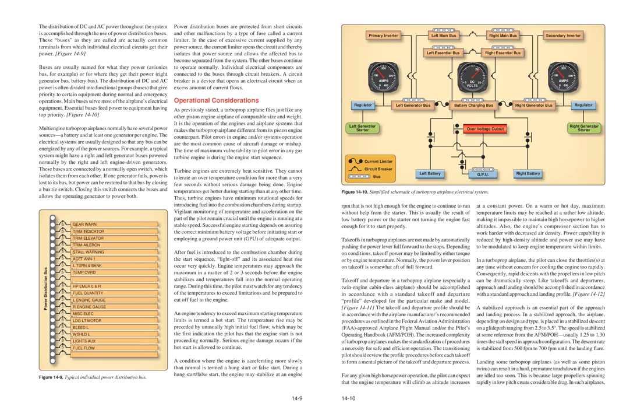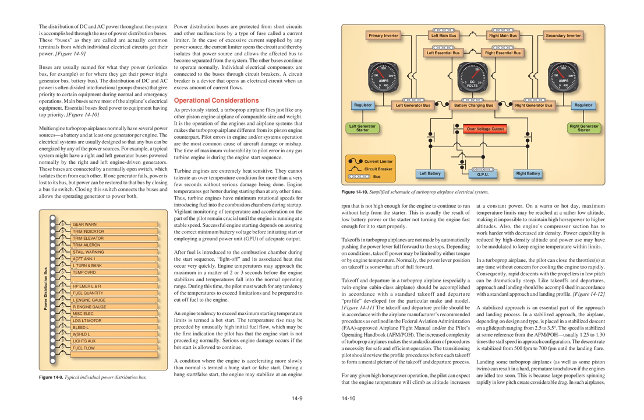The distribution of DC and AC power throughout the system is accomplished through the use of power distribution buses. These buses, as they are called, are actually common terminals from which individual electrical circuits get their power. Figure 14.9. Buses are usually named for what they power, avionics bus, for example, or for where they get their power, right generator bus, battery bus.